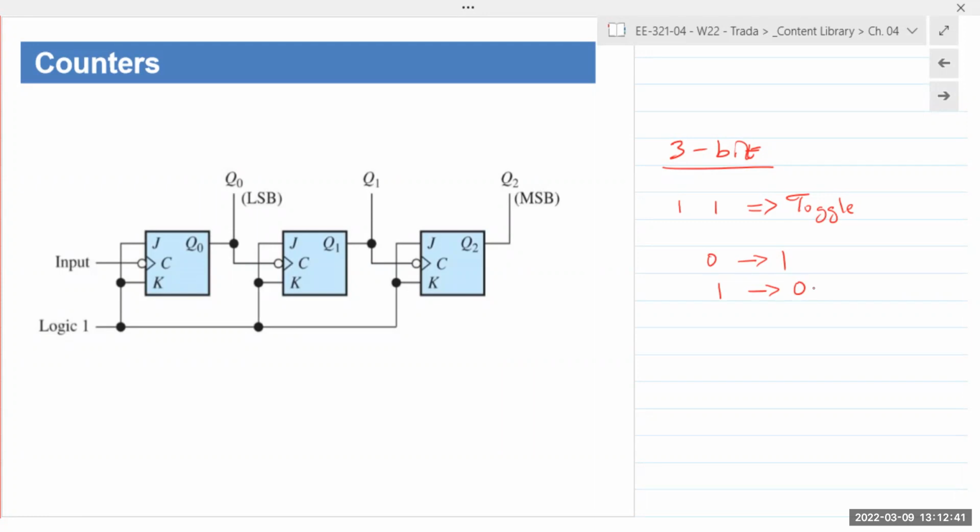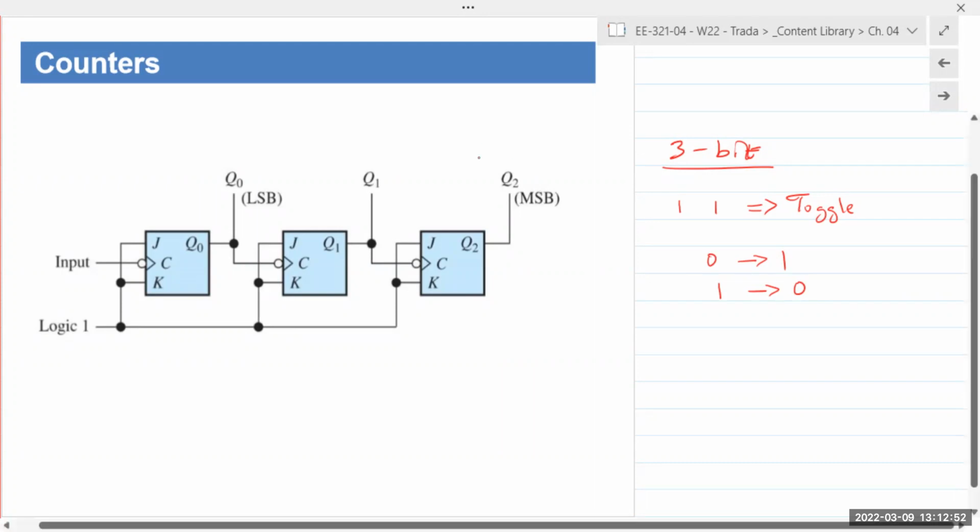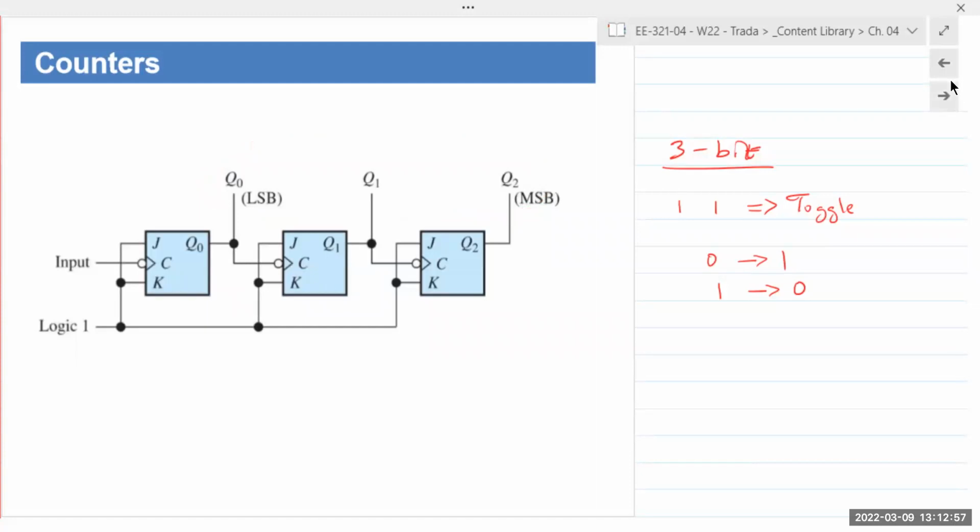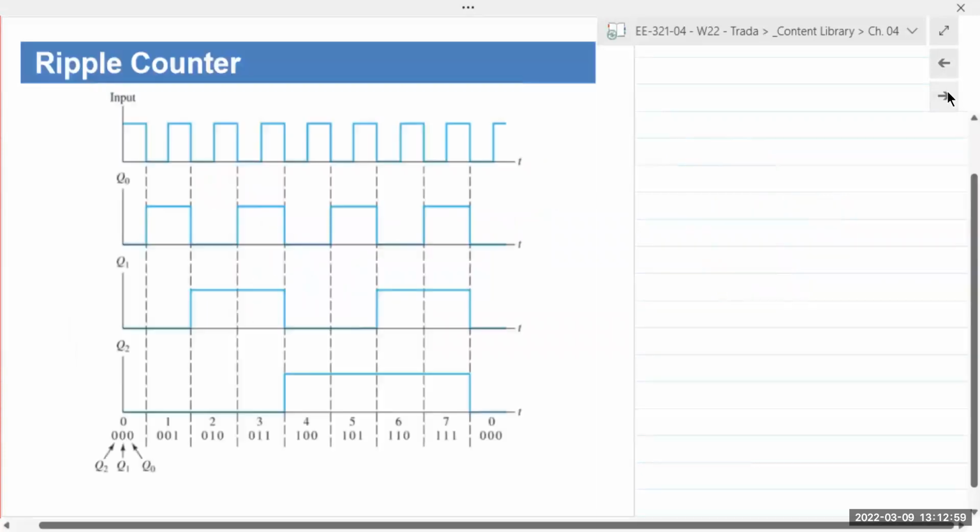So T flip-flop has a separate symbol. The input is T and output is Q. For every input of the clock, the output simply toggles. So 3-bit counter, Q0, Q1, and Q2. And the timing diagram looks like this.